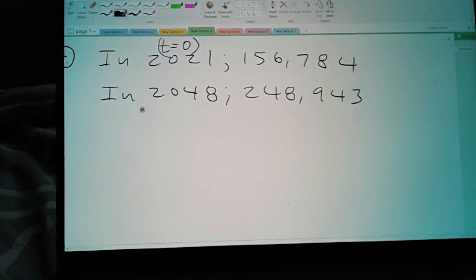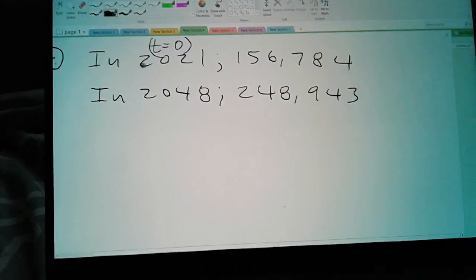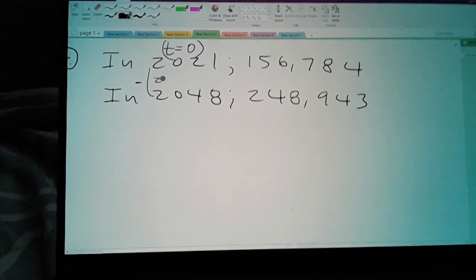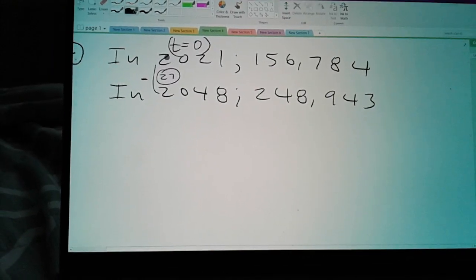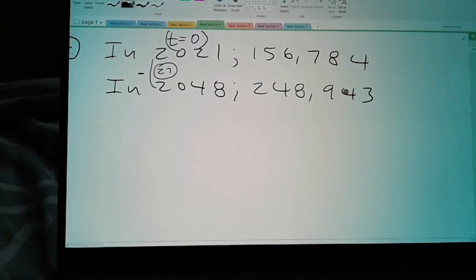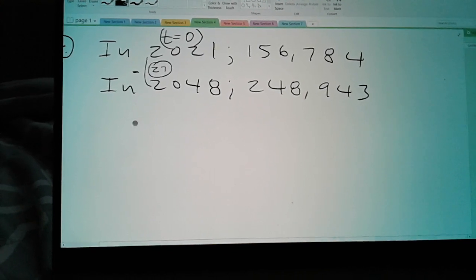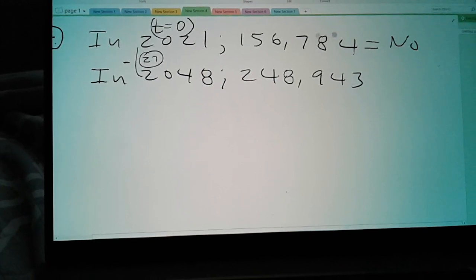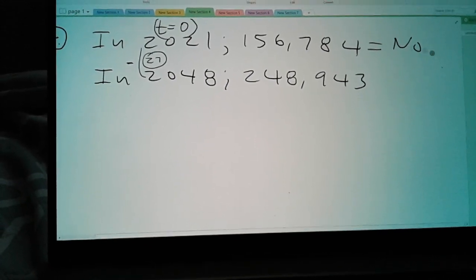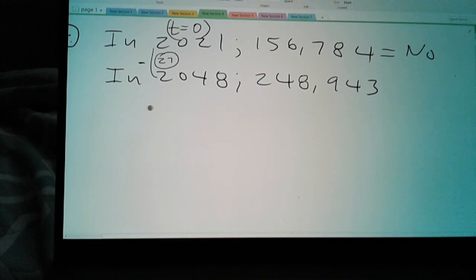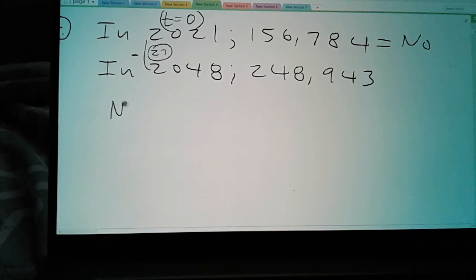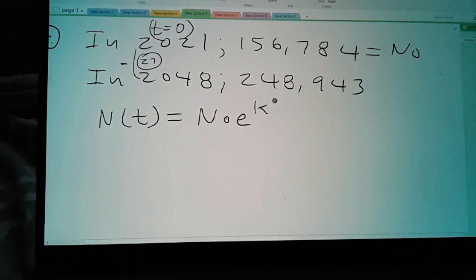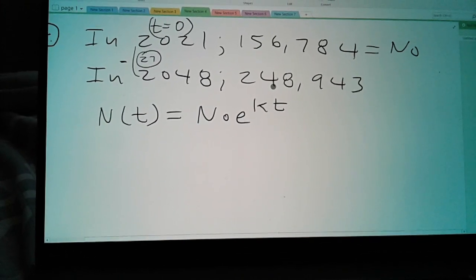And in 2048, that's 27 years, right? If I take the difference. So after 27 years, you have this many people. So the initial amount would be N naught, right? Would be the 156,784. So the equation is still the same. N of t equals N naught e to the kt, the one we just saw a few minutes ago.